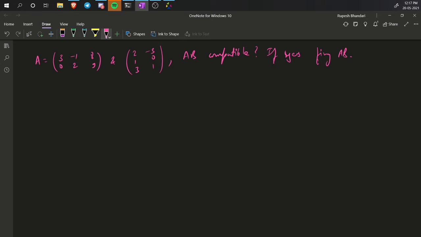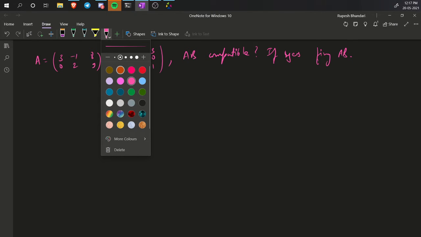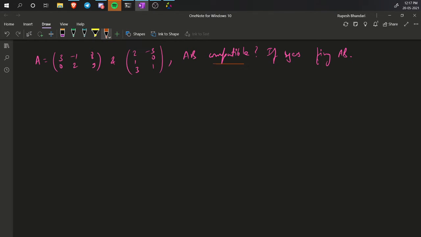So how do we know it's compatible? What does this word compatible even mean? Basically, if you look at the order here, it's 2 by 3, 2 rows, 3 columns, right? Similarly, in this case, 3 rows and 2 columns, right? So since the 3 and 3 are common, that just means we can multiply.